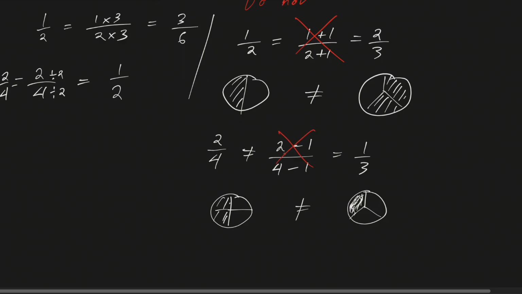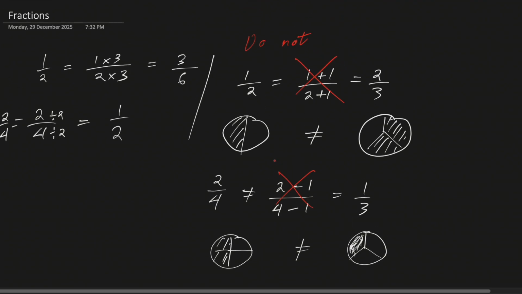This is a point which confuses a lot of students that are learning about fractions. So don't do that. You can only multiply and divide by the same number in the top and the bottom. You cannot add numbers and have the fraction be the same.